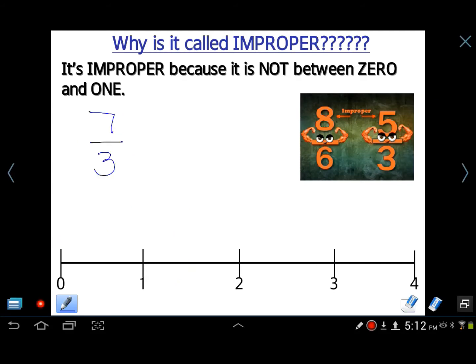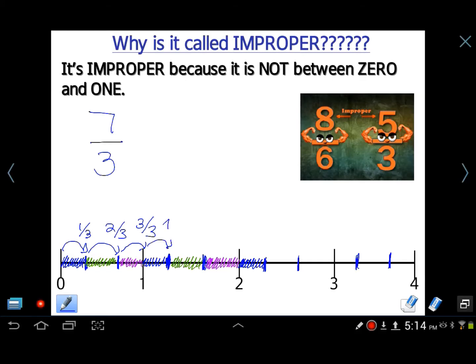Now, 7/3. If we break this down, 1/3 of the whole looks like that. This is what 1/3 looks like. Right there, that's 1/3. And there's another third. That's 2/3. So we're still in the 0 to 1 range. And there you go, 3/3. 3/3 is 1 whole. 4/4 is 1 whole. 5/5 is 1 whole. Okay, there's 4/3. So now we're in improper territory. Right here, 5/3. Right here, 6/3. Now 6/3 equals 2. And then right here would be 7/3.